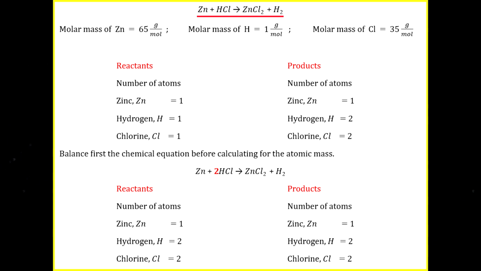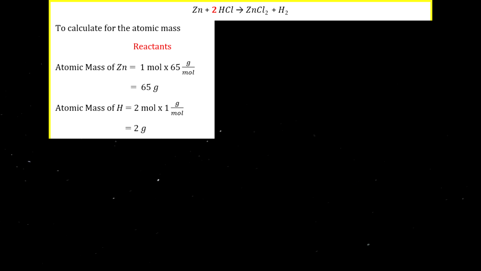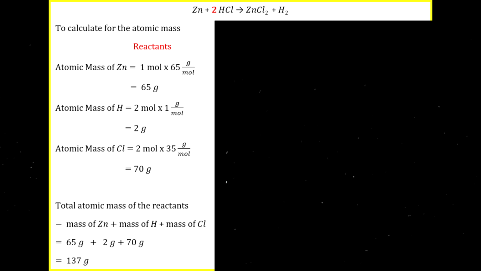We compute now for the total mass of the reactants and the products. For the reactants, the number of atoms of zinc is 1. We multiply that by 65 grams per mole, we get 65 grams. For hydrogen, we have 2 moles times 1 gram per mole, we get 2 grams. For the atomic mass of chlorine, the number of moles is 2 moles times 35 grams per mole, we get 70 grams. Then we add all the 3 atomic masses of the 3 reactants, we get 137 grams.